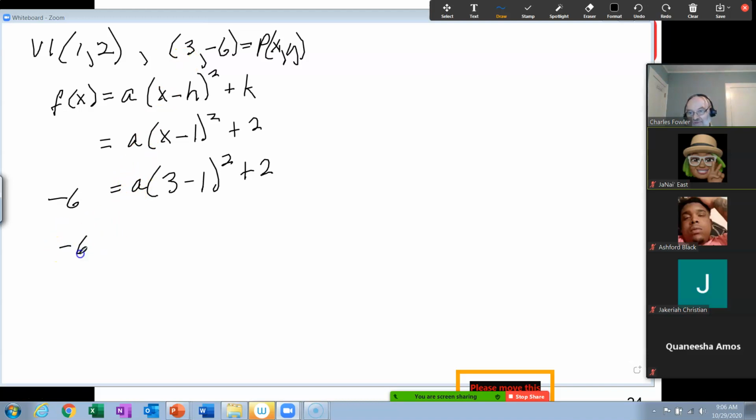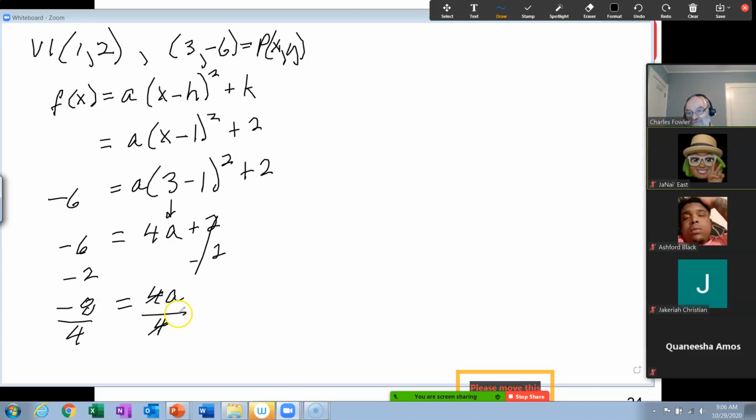That would be minus 6 is equal to, well, 3 minus 1 is 2. 2 squared is 4. So that gives you 4a plus 2. Hey, we can solve that for a. Let's subtract 2 from both sides. And that gives you -8 is equal to 4a, because these two add to 0. Divide both sides by 4. And that gives you a is equal to -2.